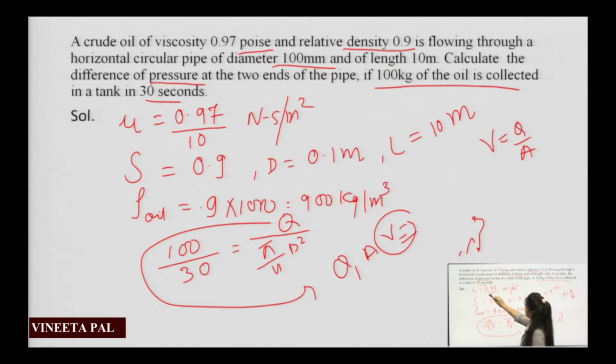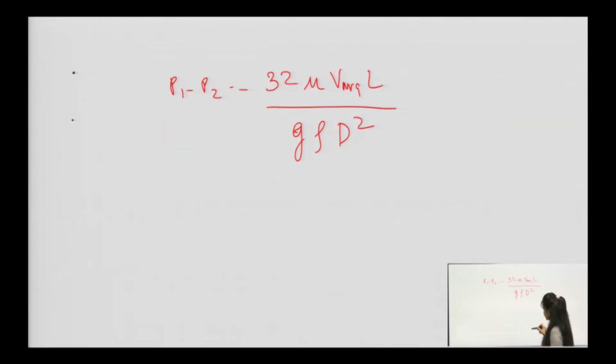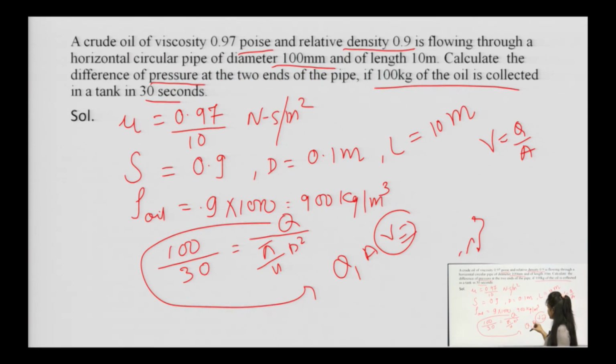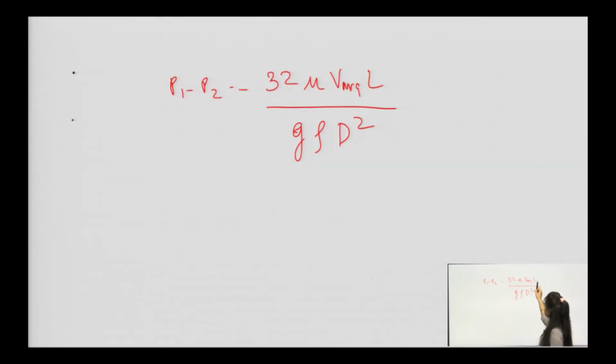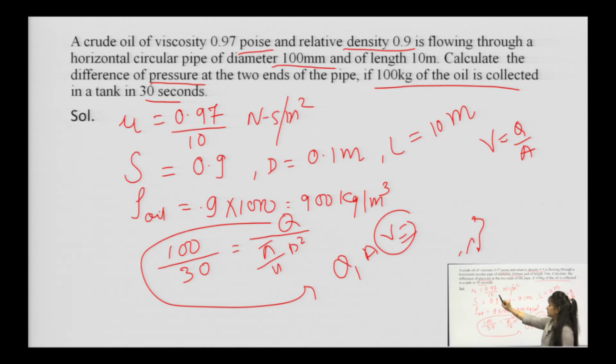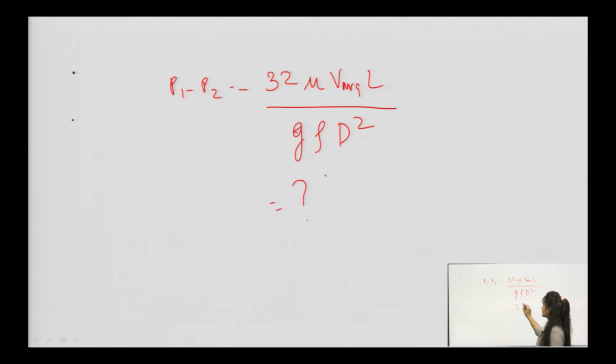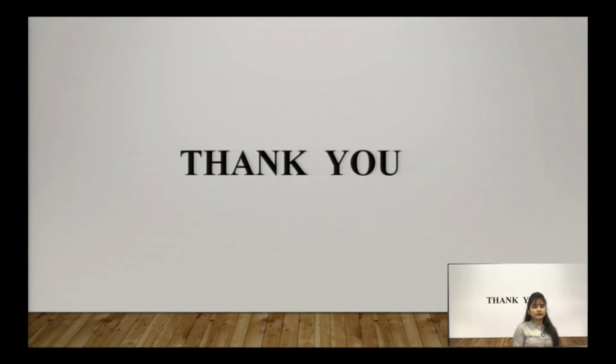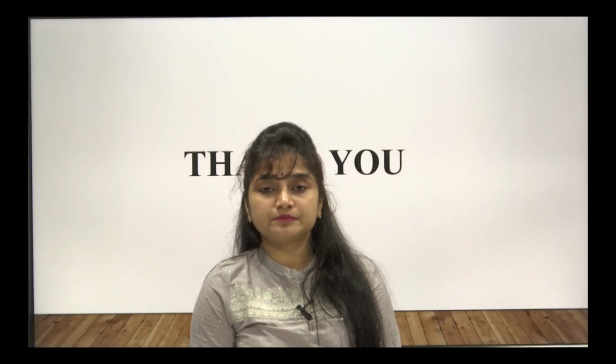Mu is given, V we have calculated previously with the help of Q and A, and L is given as 10 meters. The density we have calculated with the help of specific gravity, and d is given as 100 mm, which we have converted into meters. Hence you can calculate the required pressure drop. So, this was a simple mathematical calculation for the fluid flow. In this case, we have covered viscous flow of fluid within a circular pipe. In the next lecture, we will be studying the flow between two parallel plates. Thank you.